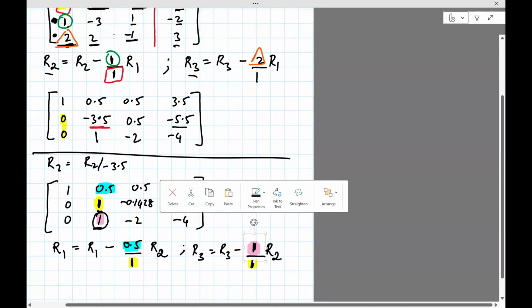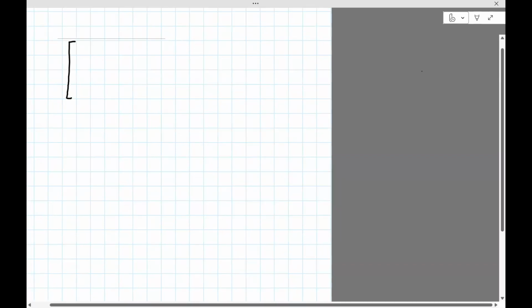When I do these operations, and you should do the math yourself, what I got is the following augmented matrix. 1, 0, 0, that row, that column is unaffected. Then I have 0, 1, 0. Then I got 5, 7, 1, 4.